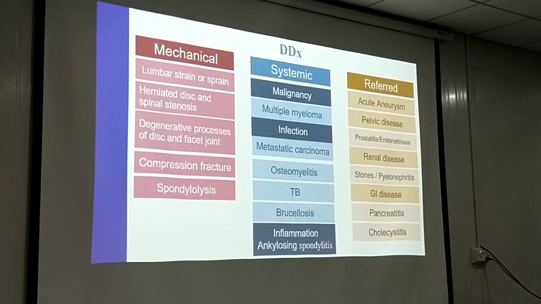and spondylolisthesis. Whereas the systemic includes malignancy, multiple myeloma, infection, metastatic carcinoma, osteomyelitis, infection of the bones, tuberculosis, brucellosis, inflammation, and ankylosing spondylitis. Whereas the referred includes acute aneurysm, pelvic disease, prostatitis, endometriosis, renal disease, stones, pyelonephritis, GI disease, pancreatitis, and cholecystitis.